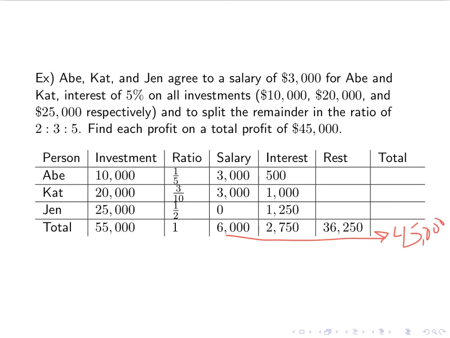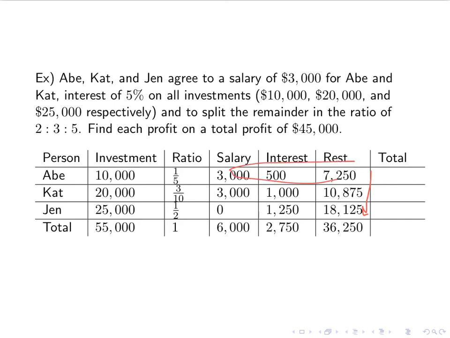Okay? And then from here, I'm going to take my ratios, multiply it by my rest to find these guys. So 1/5 of 36,250 is for Abe, 3/10 of 36,250 is for Kat, and Jen gets half of it. So we fill those in. Double check it, make sure these add up to 36,250. You always want to check, especially when you're in the middle, so that you're not checking for the first time at the very end, where you then have to go and check every single step along the way anyway.